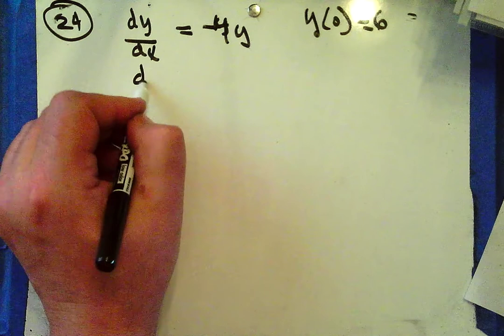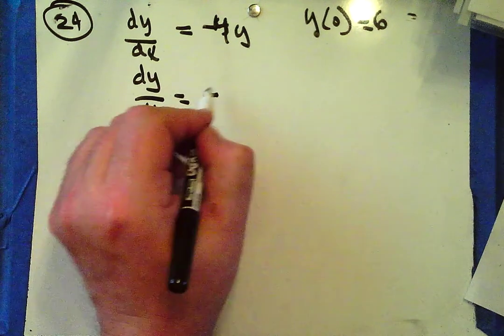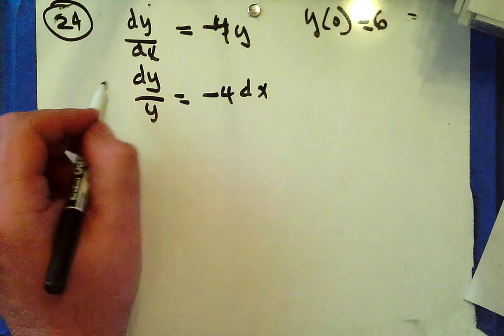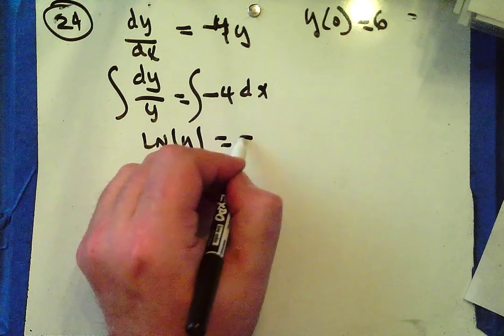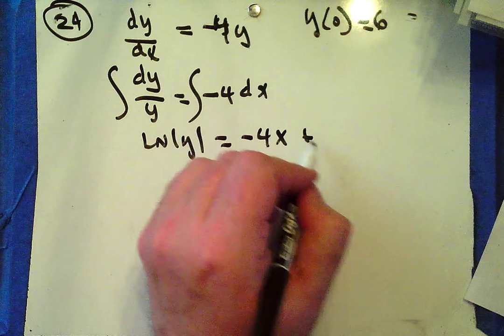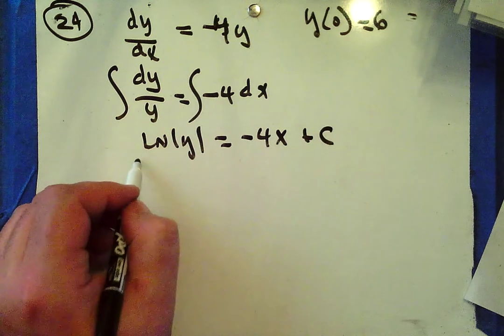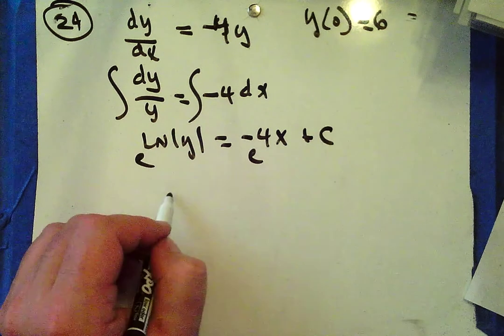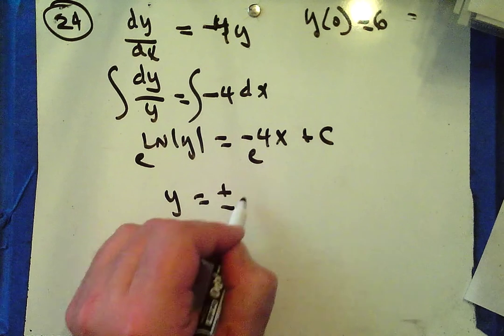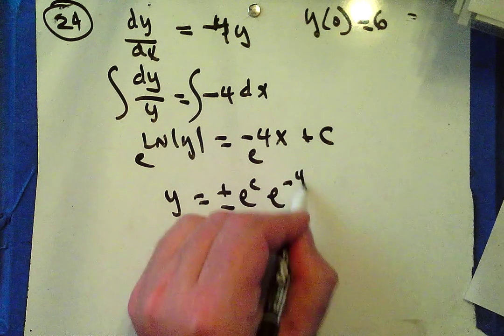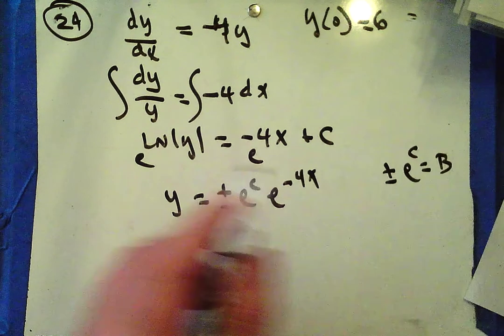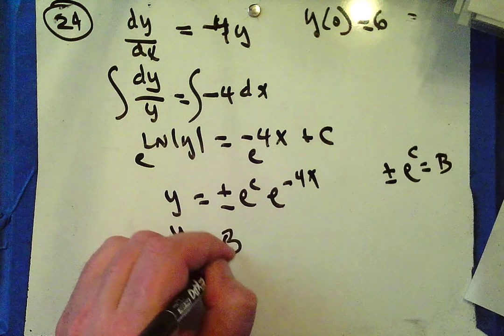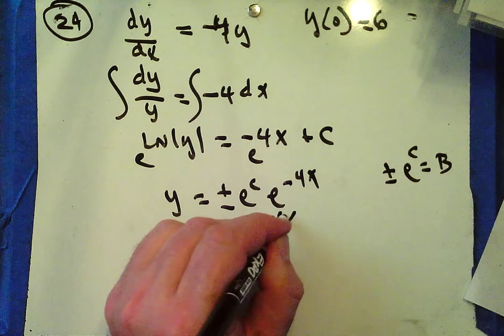All right, well, let's do separation of variables. Negative 4 dx, and we'll integrate. ln absolute y equals negative 4x plus c. We'll exponentiate. We'll say that y equals plus and minus e to the c, e to the minus 4x. Let's say plus and minus e to the c equals b. So y equals b e to the minus 4x.